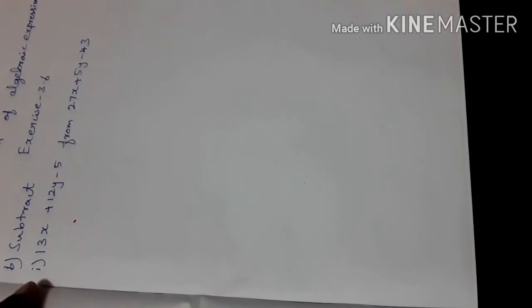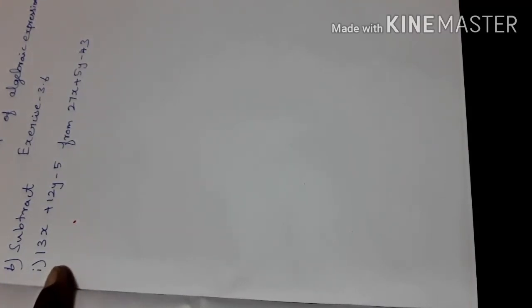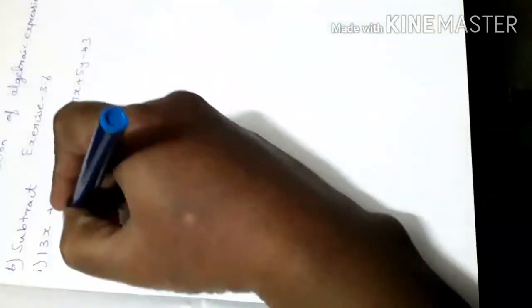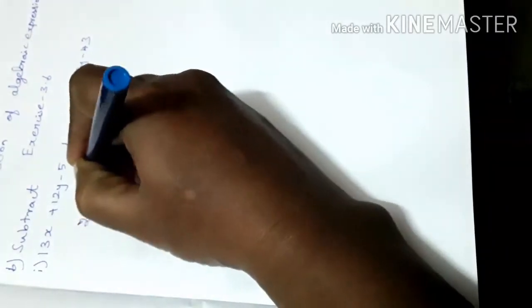See, exercise 3.6, question number 6, subdivision 1. 13x plus 12y minus 5 is subtracted from 27x plus 5y minus 43. So we have to subtract this from this. What do we have to do? First we have to write 27x plus 5y minus 43.